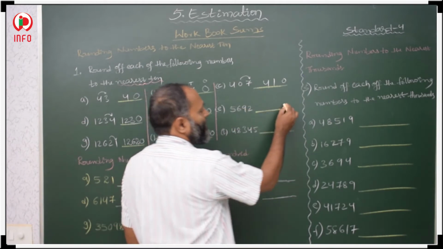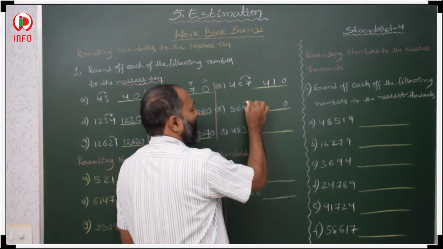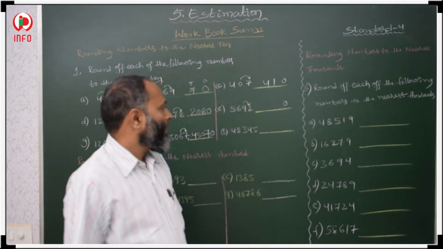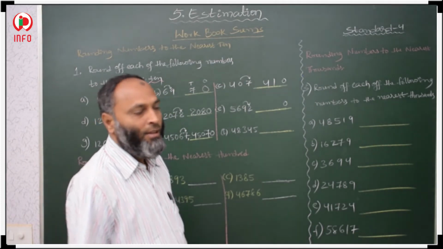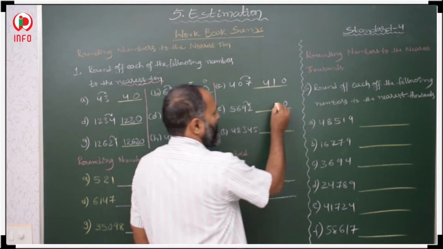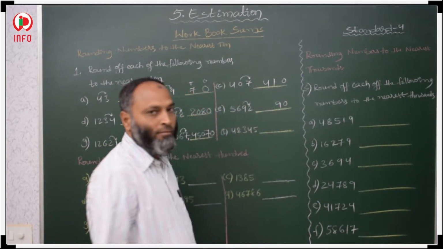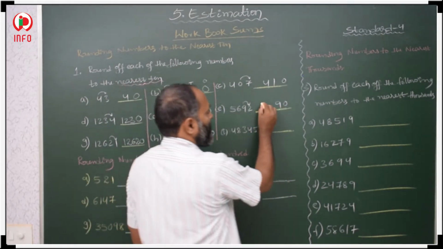Here in the ones place we keep 0. After that, what is there in the ones place? In the ones place 2 is there. That is less than 5. If less than 5, then as it is. Then the remaining 5, 6.